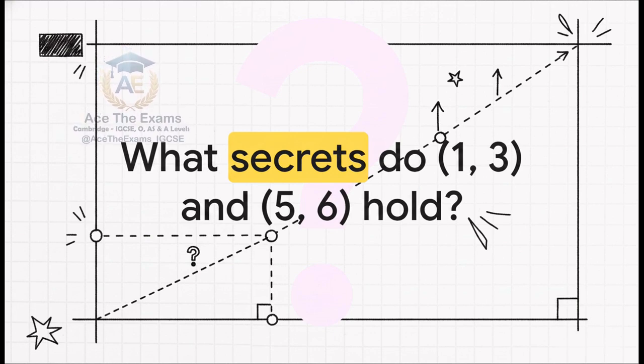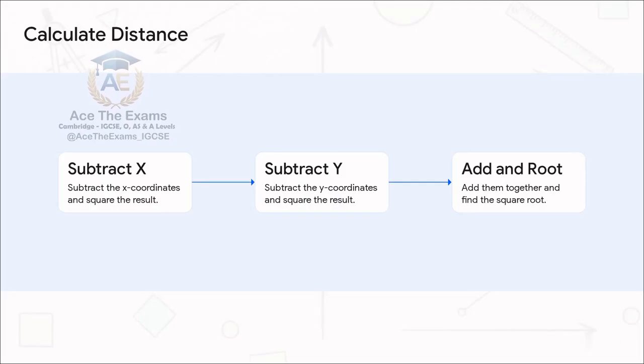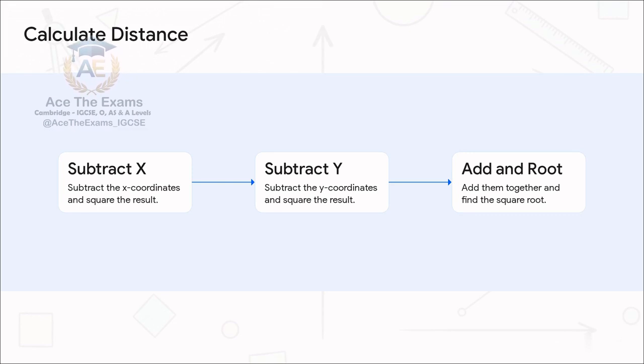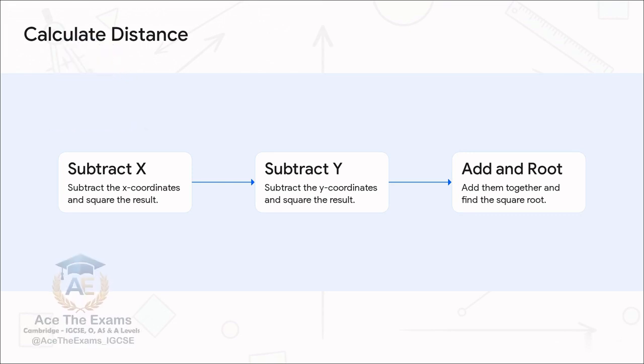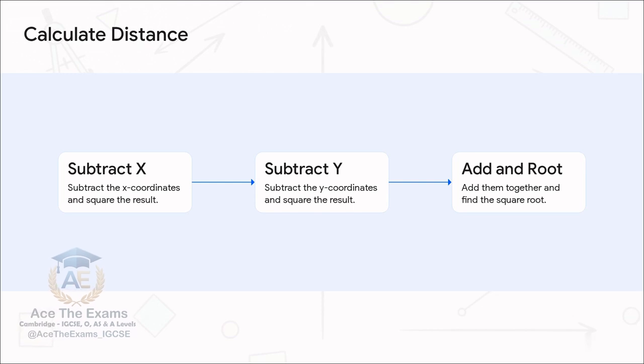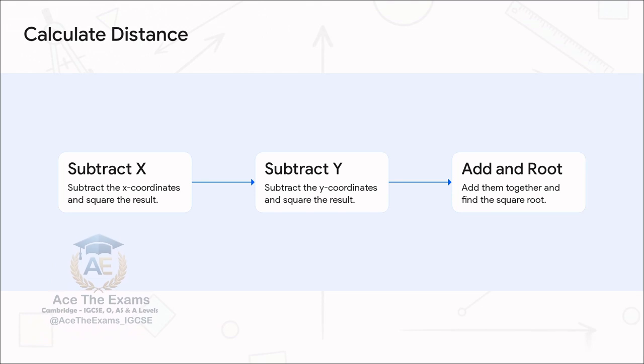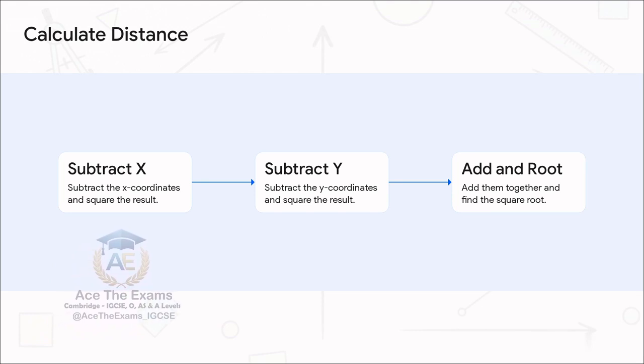But the big question is, how do we figure out exactly what that distance is without cheating and grabbing a ruler? Well, the source material gives us this brilliant 3-step process to calculate it, relying purely on the coordinates themselves. First, we find the horizontal distance. Just subtract the x-coordinates. 5 minus 1 is 4. Then we square it, which gives us 16. Second, we find the vertical distance. Subtract the y-coordinates. 6 minus 3 is 3. Square that, and we get 9.